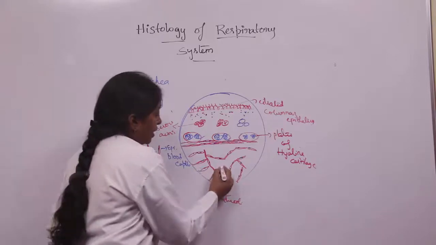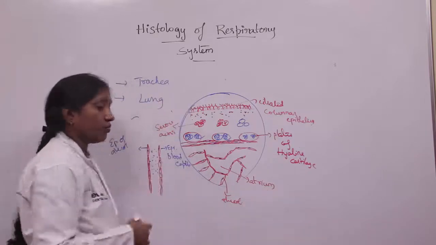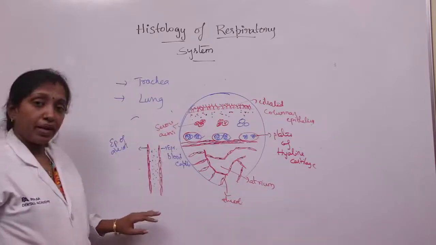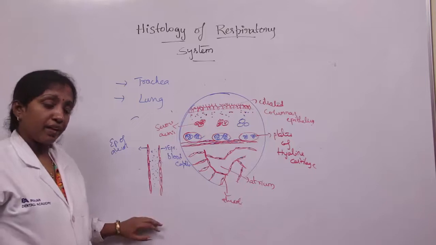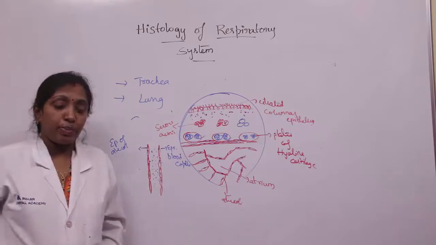Okay, and this is the atrium, which is nothing but the passage. So this is the blood capillary barrier, blood alveolar barrier. So that's about the lung. That is the histology of the respiratory system.